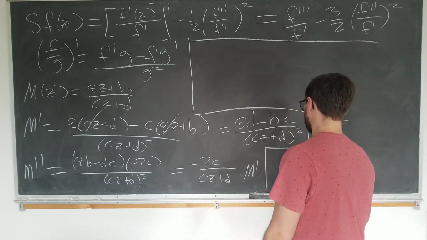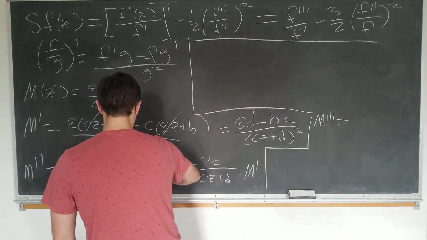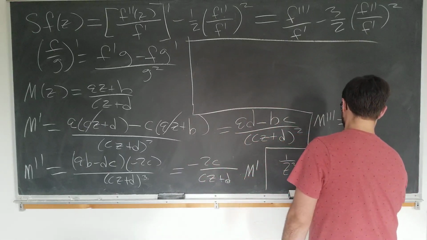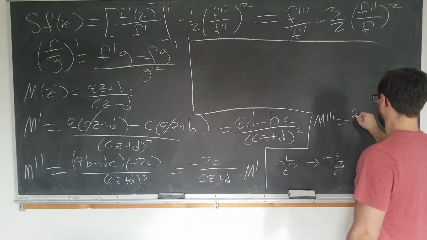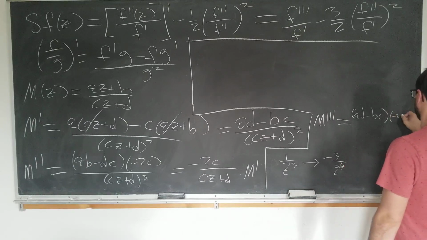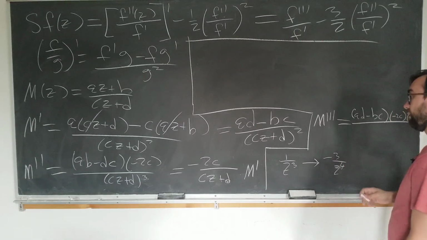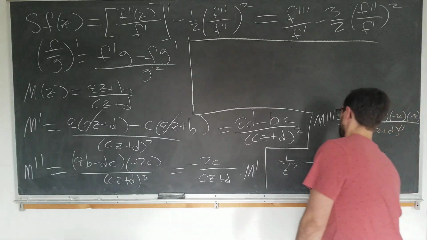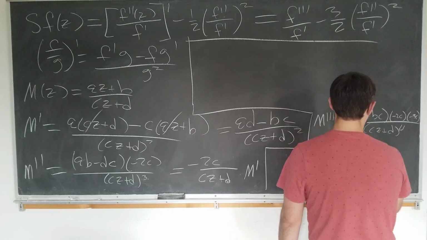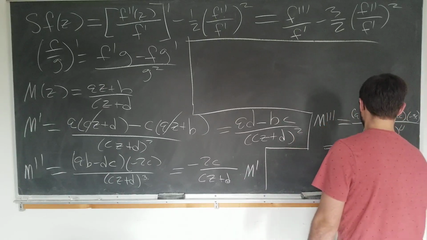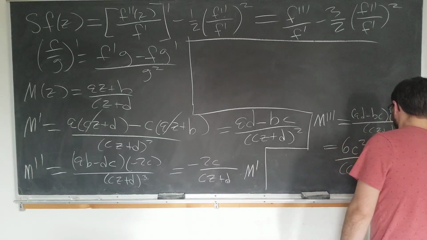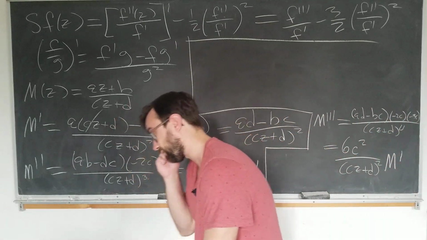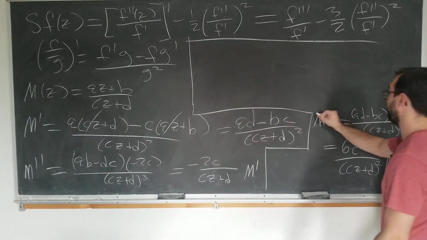When we do that, we're differentiating something like 1 over z cubed, which when differentiated is simply minus 3 over z to the 4th. So we have the same thing as before, minus bc, got the minus 2c, now we have the minus 3c over cz plus d to the 4th, which just simplifies as 6c squared over cz plus d squared times m prime, since we have an additional factor of c and so forth.